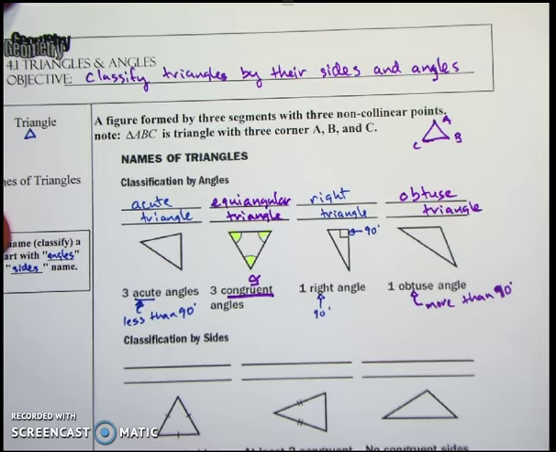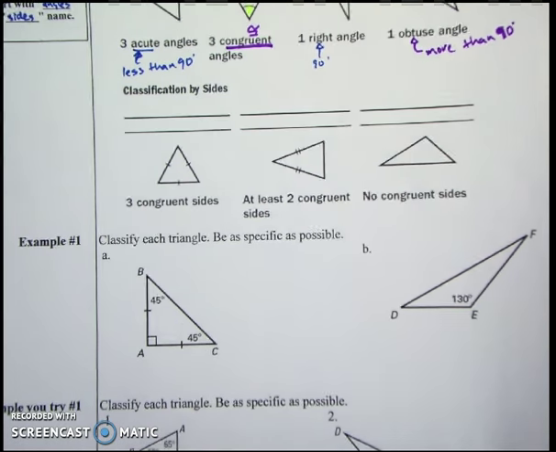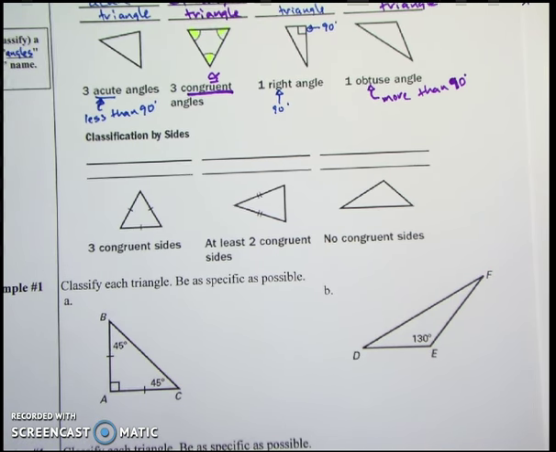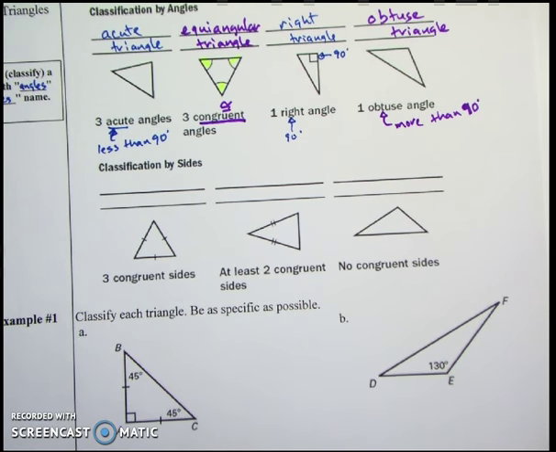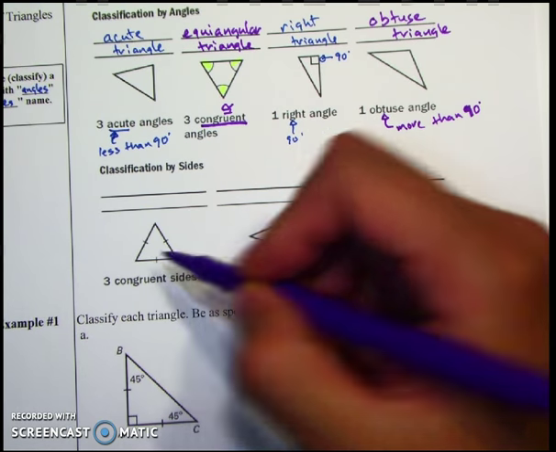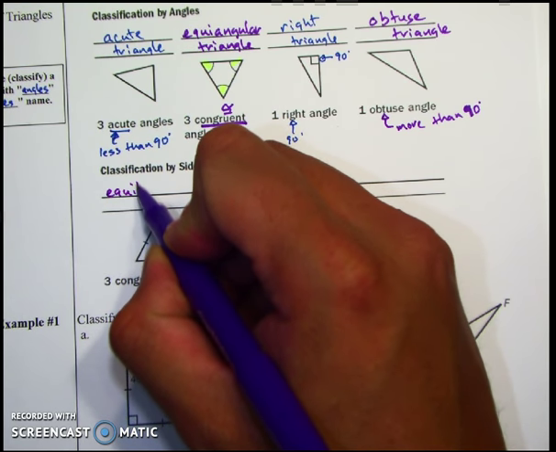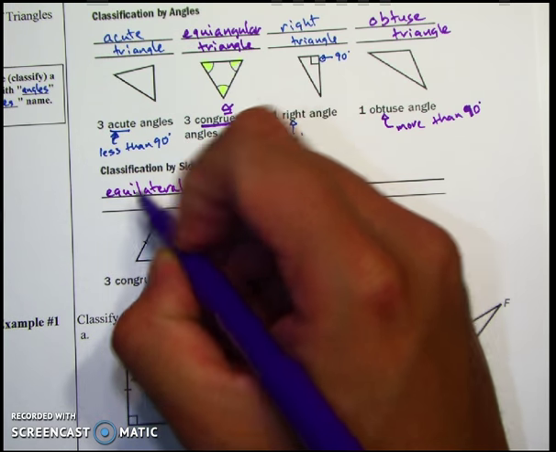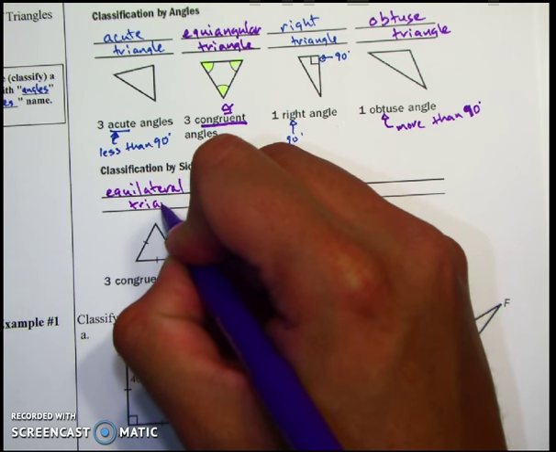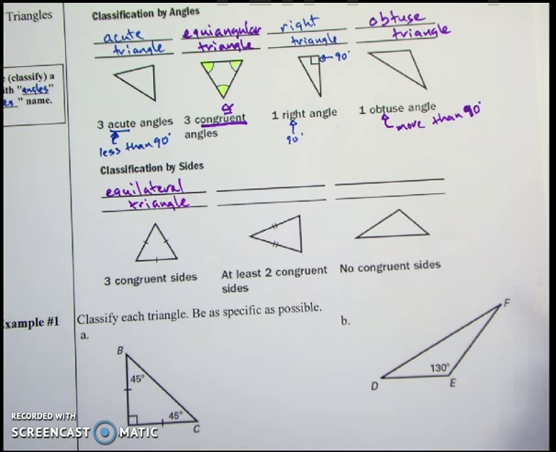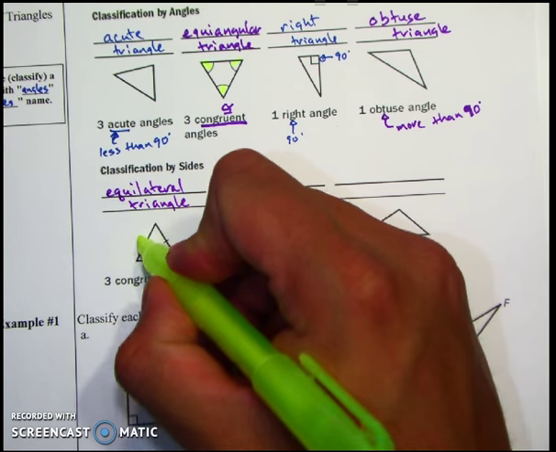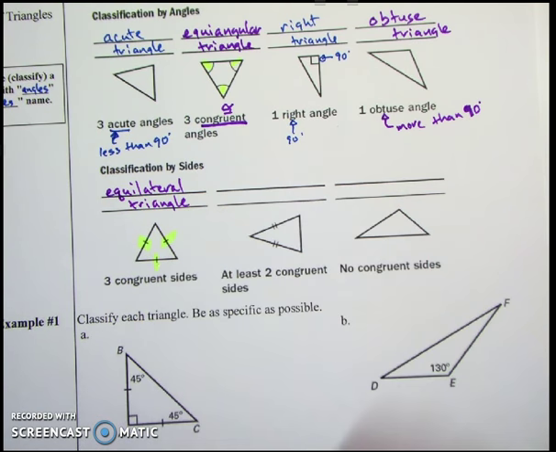Now if I want to call it by size, size is pretty simple. Okay? Here we have the same three sides. So we go ahead and call it an equilateral triangle. Now how do I know it's equilateral? It's when you have the same three sides. So this little tick mark right here indicates that those three sides are the same.